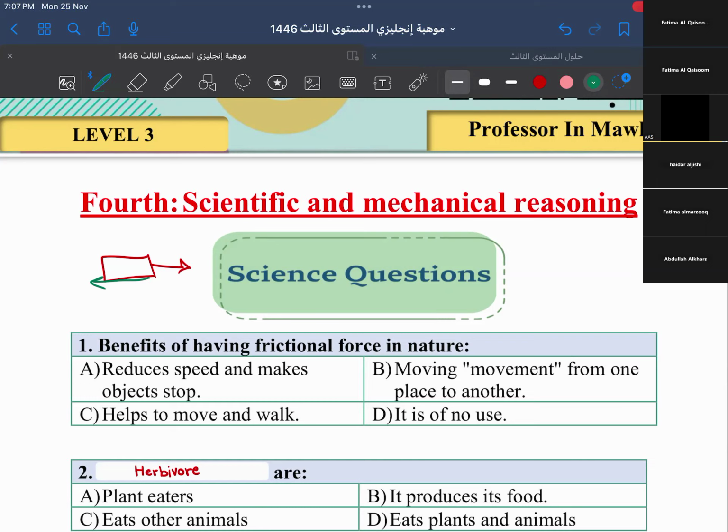So the question here is asking about the benefits of the friction force. What do you think the answer is? Yes, Abdullah? Friction reduces the speed, so wouldn't it be A? It is going to be A, mumtaz. The answer here is reduces speed and makes objects stop. That's its main purpose, to stop objects.